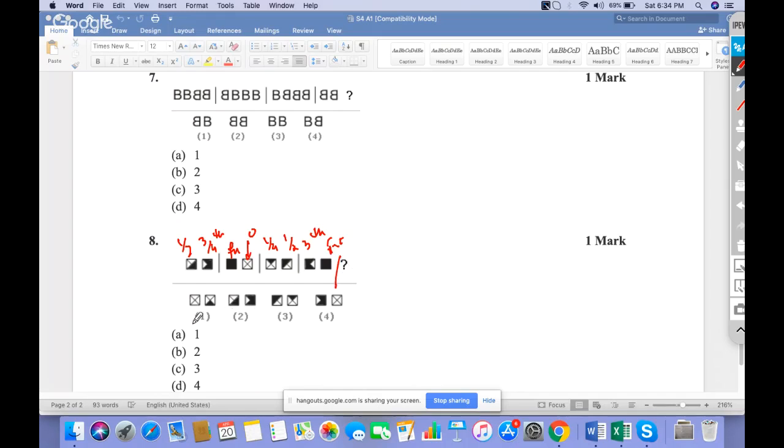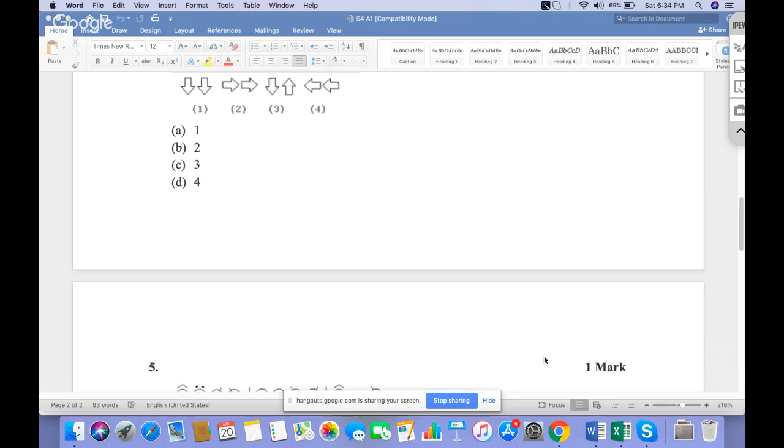So only option one has the first figure not shaded at all, and then 1/4 is coming. In all other options, this figure is not shaded at all, but it is coming after 3/4. But after this figure, I should get something which is not shaded at all. So that is option one, and that's why we are getting option one as the answer here. So this was figure completion series. I hope you understood the concepts of figure completion series well.